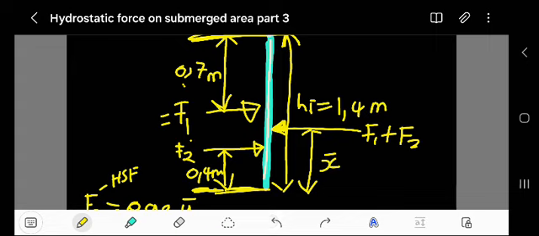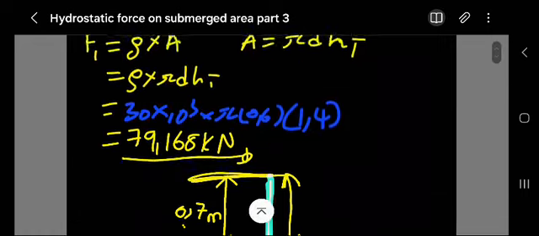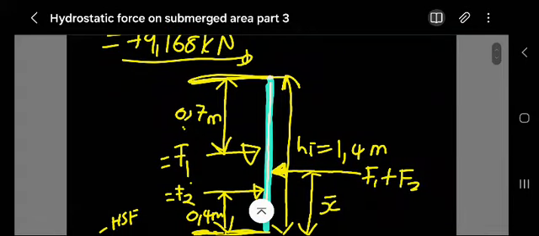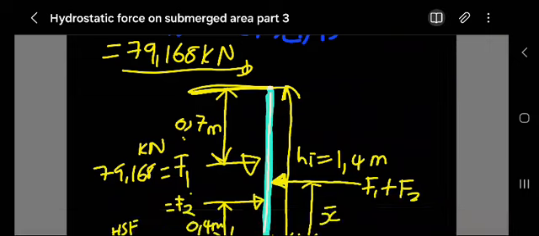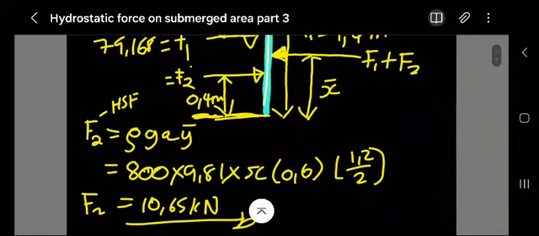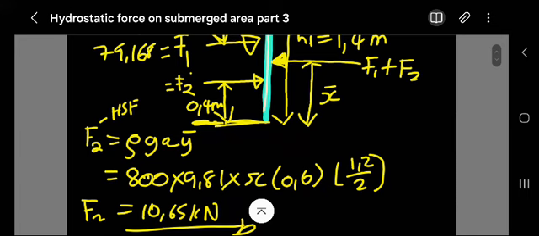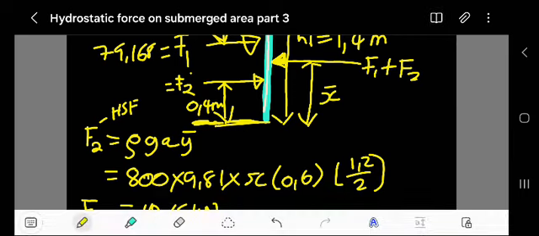F1 we know, and F2 we know. We had F1 to be 9.168 kilonewtons. This is in kilonewtons. Then F2 was 10.65. This one was 18 kilonewtons.